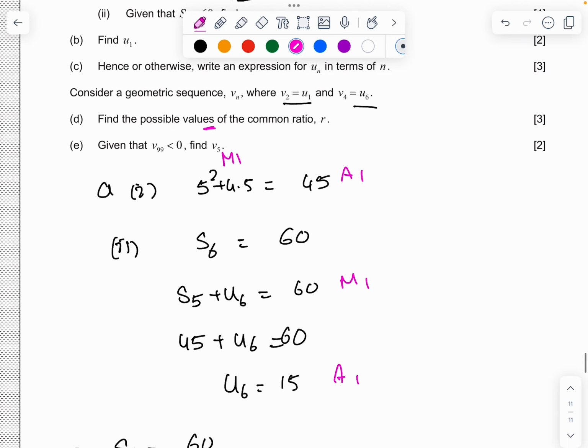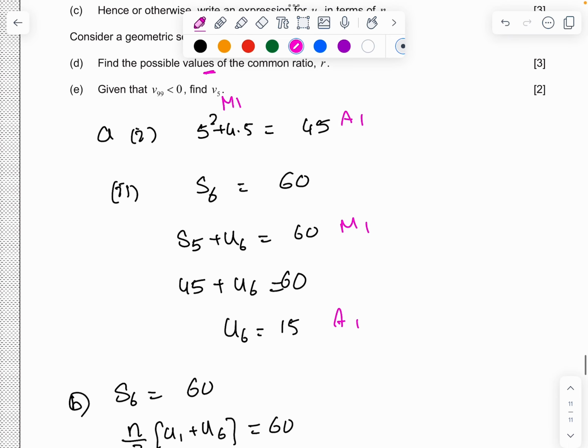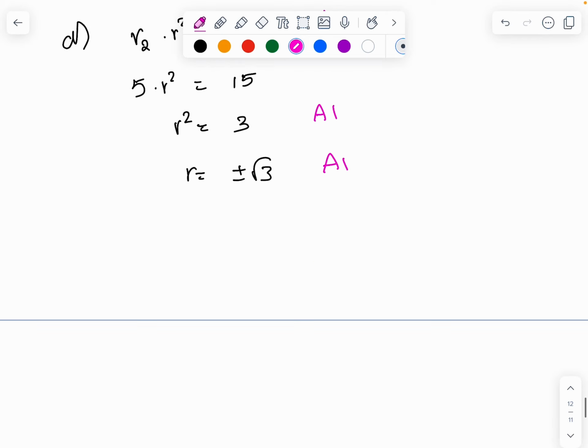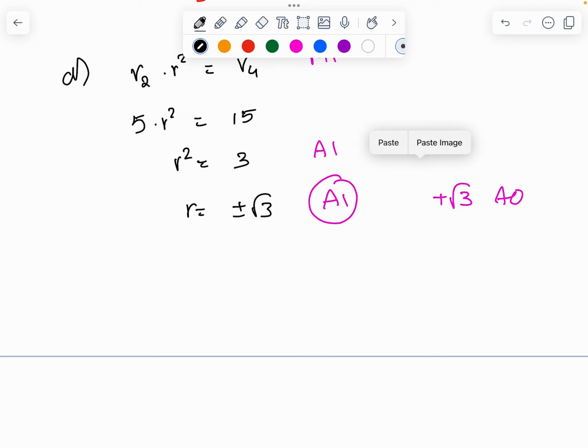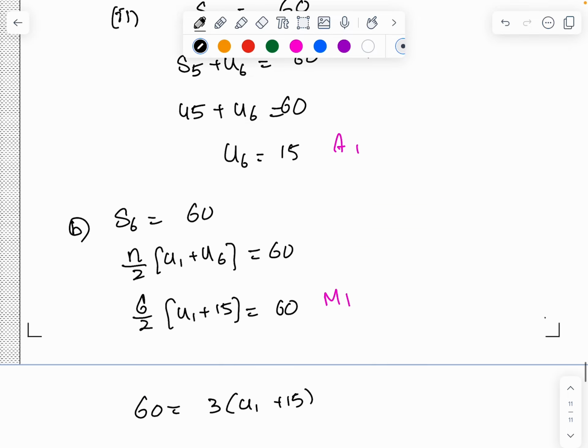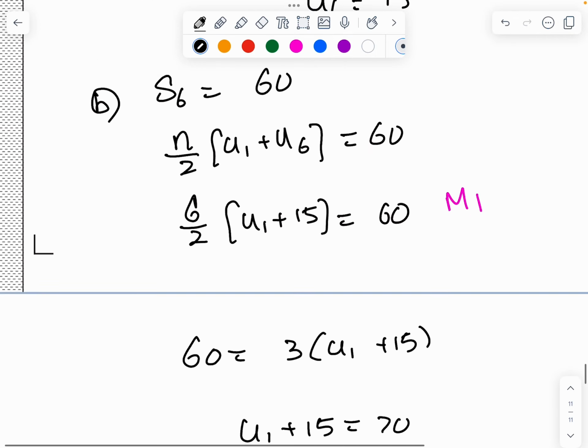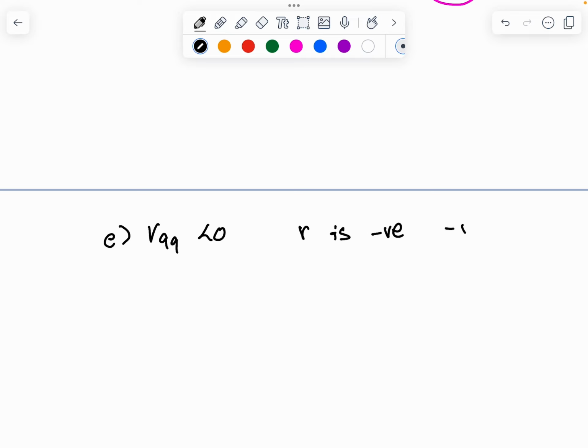Finally, what is being asked? Given that V99 is less than 0, find V5. You will not get this accuracy mark if you just write plus root 3; you get accuracy 0. Now what else has been given? Part E, V99 is less than 0. Find the value of V5. V99 is less than 0 means it is a negative term, so r is going to be negative. r is negative, so negative root 3.